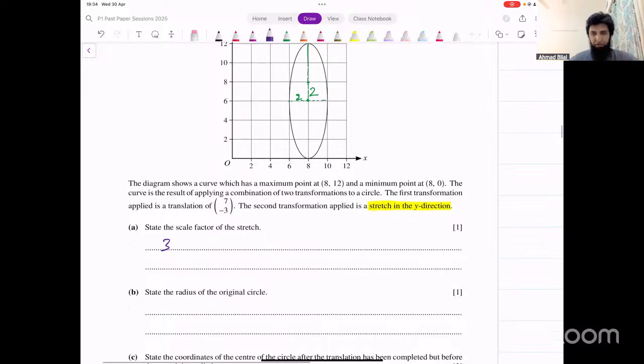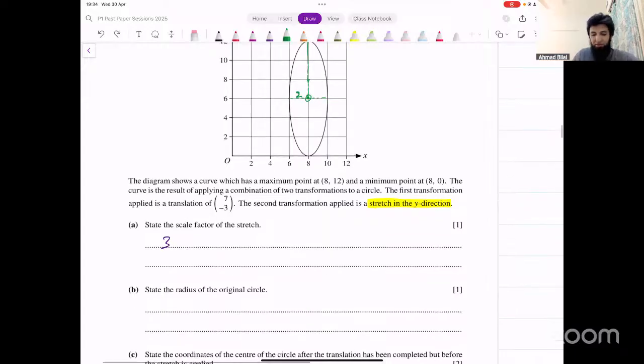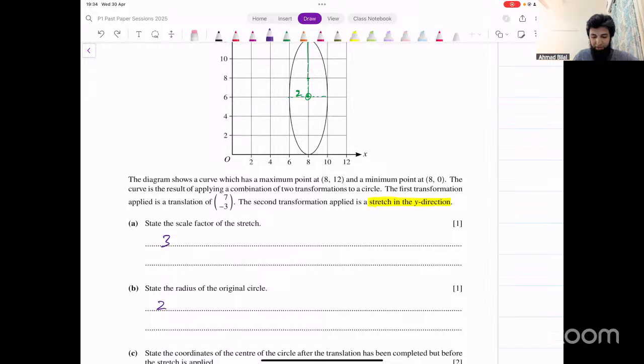State the radius of the original circle. Well, we figured that out already. The radius was supposed to be 2 because that's what we see here. If this was the center on horizontal, there's no stretch in the horizontal direction, so that will just be 2.